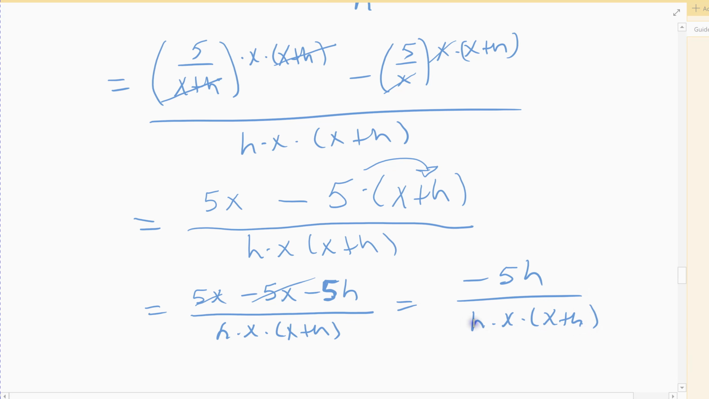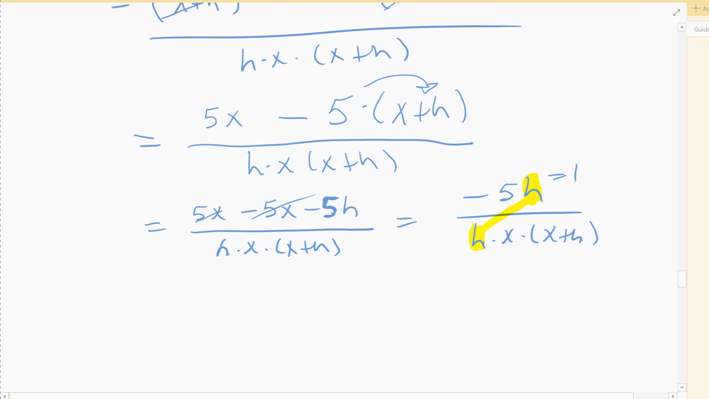Because now, this h will reduce with this h, right? H divided by h gives me 1. And it's important that you recognize that that is 1. Sometimes there's not necessarily a negative 5 there, and so you've got to remember there's a 1 up top, right? H divided by h is 1. And so up top I'm left with a negative 5, because negative 5 times 1 is still negative 5.